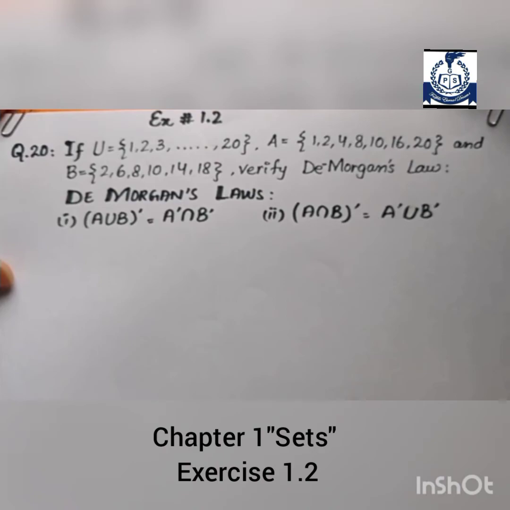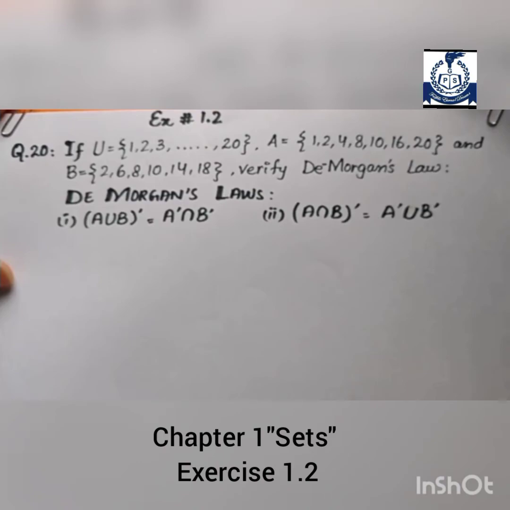Student, you have to solve this question by yourself. First, part number 1, A union B whole complement. So first you have to solve the left hand side, and then you have to solve the right hand side, which is A complement intersection B complement. In the previous question we learned how to find A union B, how to find complement, and how to find A intersection B. I hope you can do it by yourself.